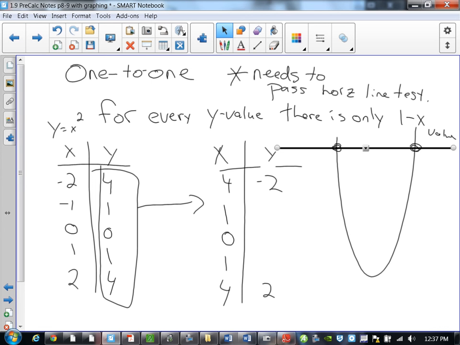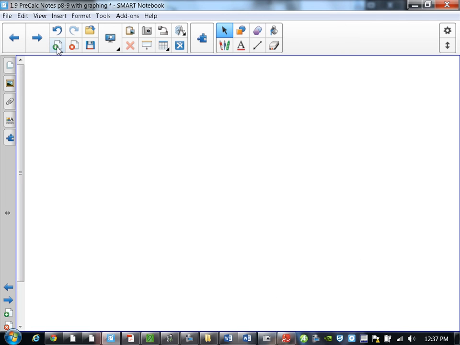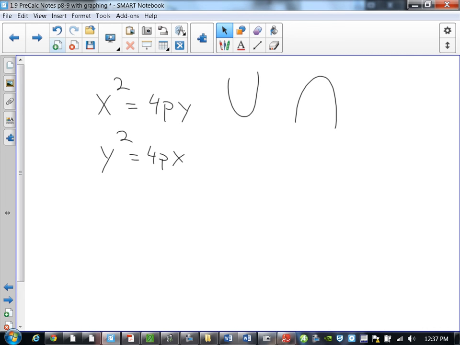Okay? You guys did this last year. Remember when you did x squared equals 4py, or y squared equals 4px? Those were conic forms of parabolas. One of them was opening up or down. The other one was opening this way or this way.